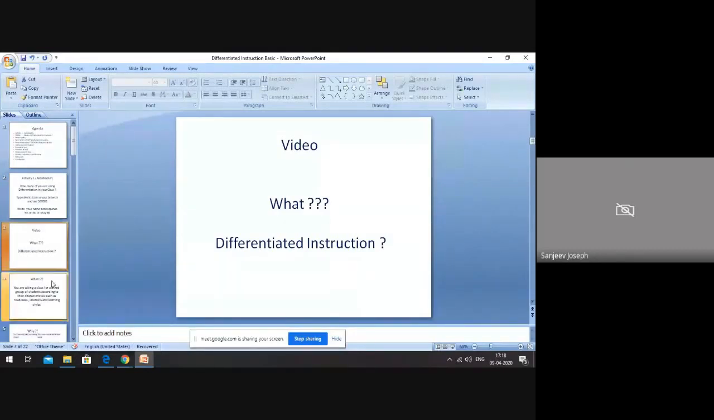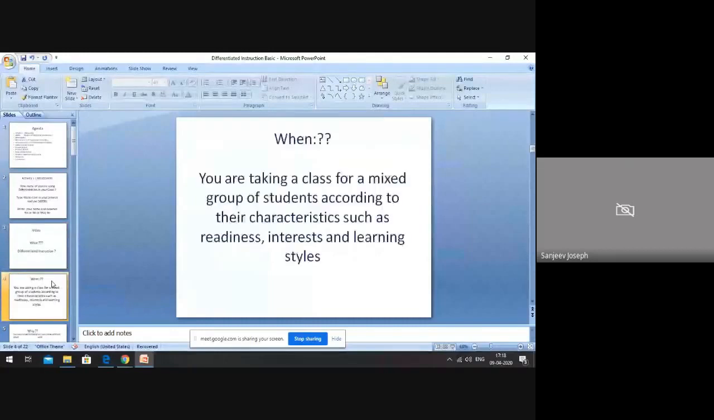I go to the next point, that is when we can use differentiated instruction. When we are taking class for a mixed group of students, according to their characteristics such as readiness, that is how much knowledge and skills they have, up to what level they have reached already, or up to what level they want to be at. So that is readiness level.